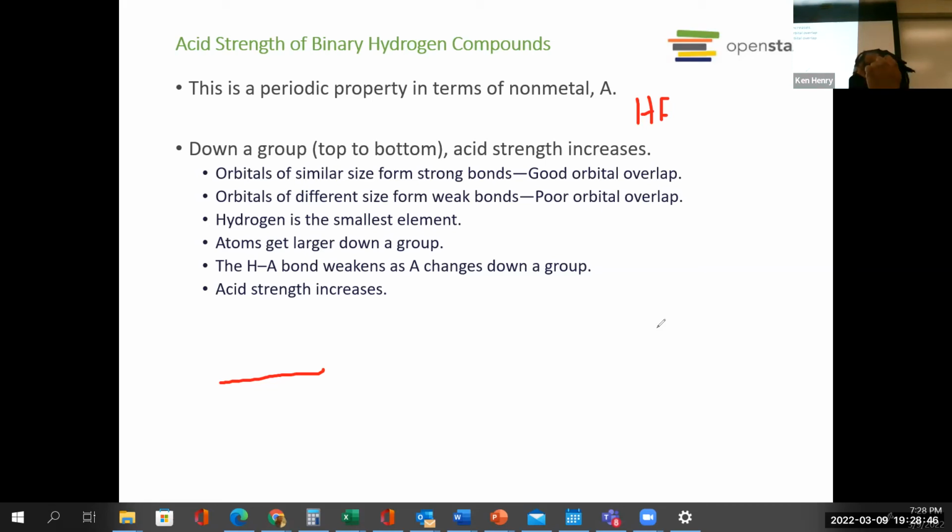That's right. Okay, so orbitals that have similar sizes form strong bonds, so good orbital overlap. Orbitals that have different sizes have weak bonds, so that's poor overlap. For instance, an s orbital overlapping with a p orbital, those are two different orbitals, so they're going to have a weaker interaction than if they were both s orbitals.